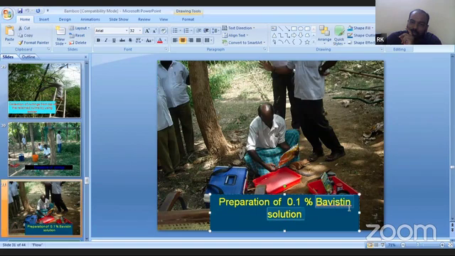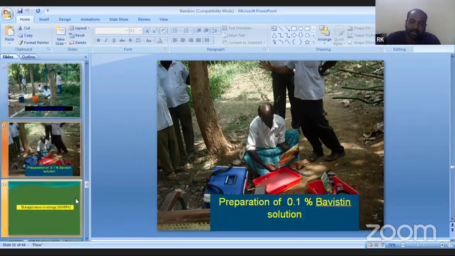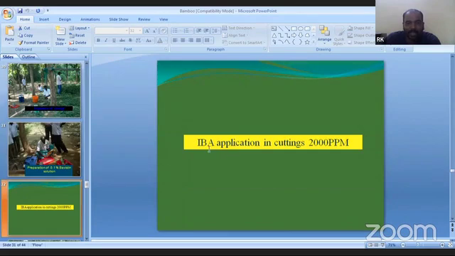What is the 0.1% Bavistin solution? Bavistin is a fungicide, it kills fungal contamination. That is why we apply it for the fungus. Then IBA, indole butyric acid, is applied to the cutting at 200 mg. This is readily available in agriculture stores or seed sellers' stores, and also online.